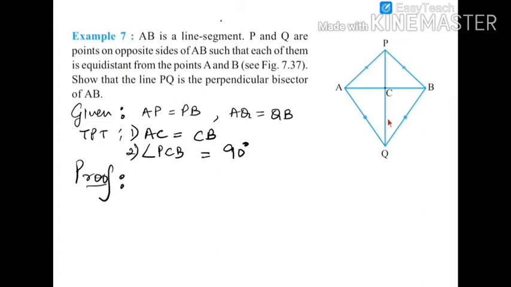Consider triangle APQ and triangle BPQ. In these two triangles, AP is equal to PB, AQ is equal to QB, and PQ will be a common side. So we can say that these two triangles are congruent by side, side, side. So their corresponding angles are also equal. So we can say angle APQ will be equal to angle BPQ. And then we can use this information to prove triangle APC congruent to triangle BPC.